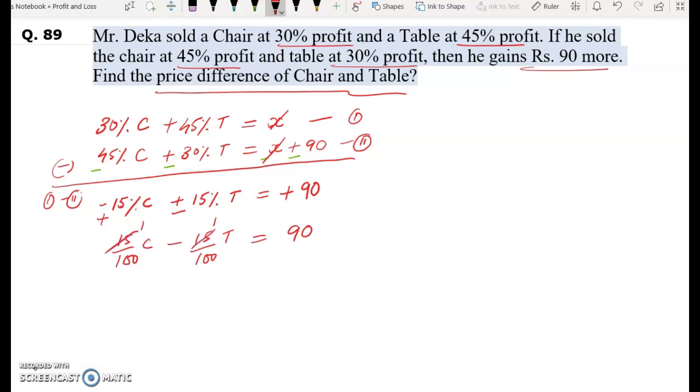Now this 15 will cancel out. 15 into 1, 15 into 1, 15 into 6. So C minus T, here the denominator is 100, so this will multiply with 6. 6 into 100. So the price difference of C and T will be how much? C minus T is equal to 600 rupees. And this is our answer.